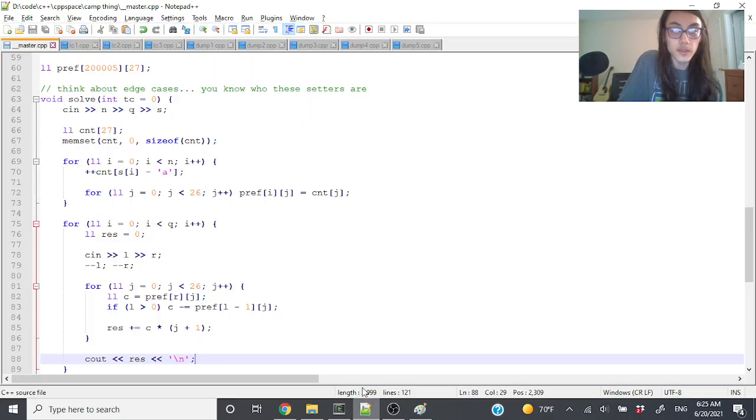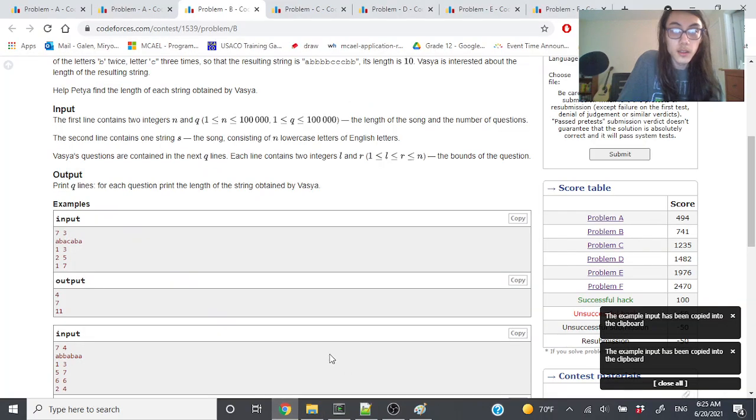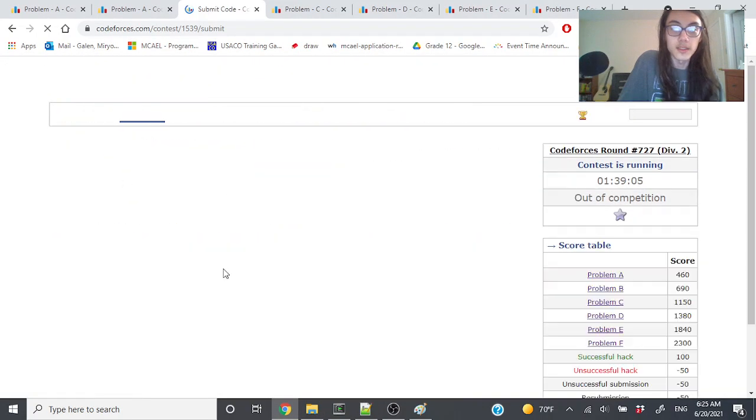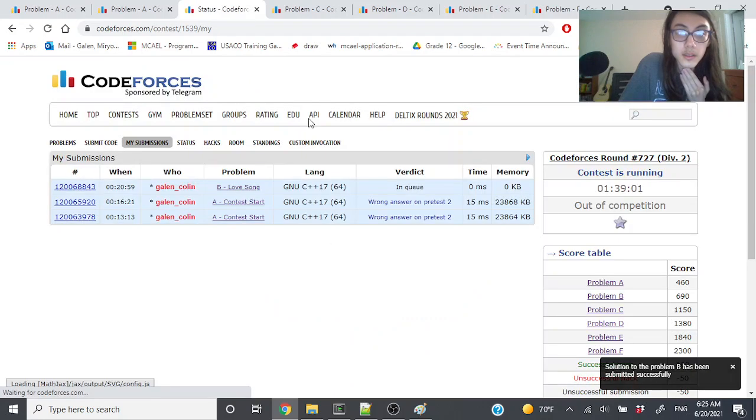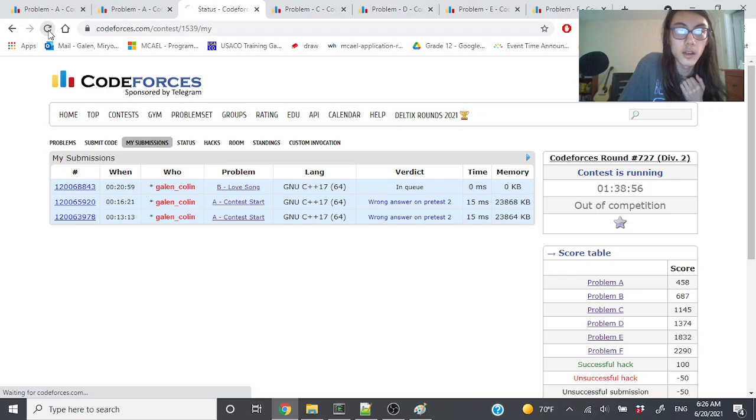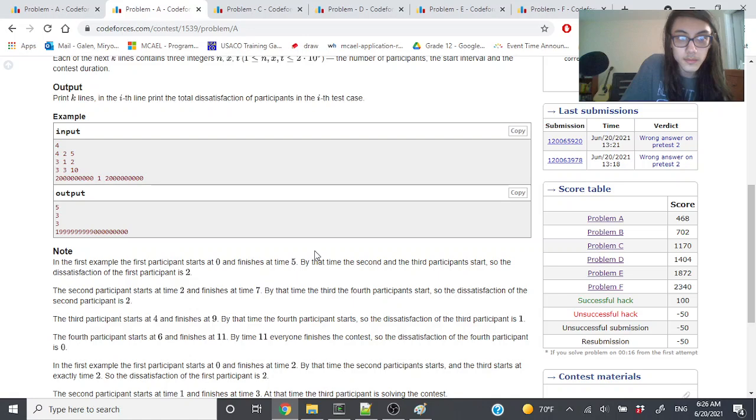5415, 4711. Yep. Okay, it's at most 100,000. I made too big an array, but it doesn't matter, I'm pretty sure. What is going on with A though?